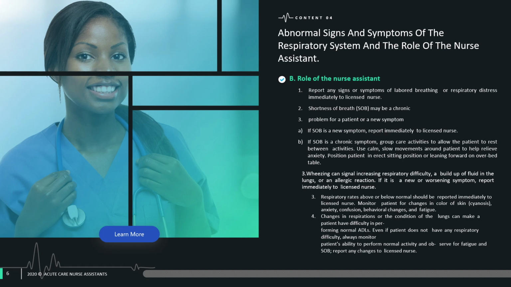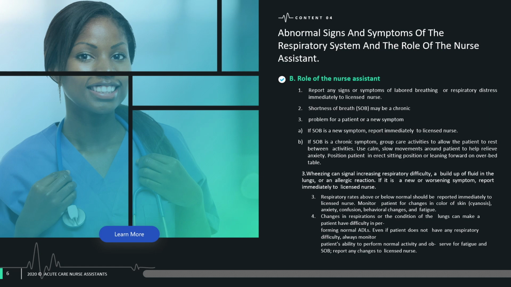Report any signs or symptoms of labored breathing or respiratory distress immediately to the licensed nurse. Shortness of breath may be chronic, a problem for a patient, or a new symptom. If shortness of breath is a new symptom, report immediately to the licensed nurse. If it's a chronic symptom, group care activities to allow the patient to rest between activities. Use calm, slow movements around the patient to help relieve anxiety. Position patient in erect sitting position or leaning forward on overbed table.